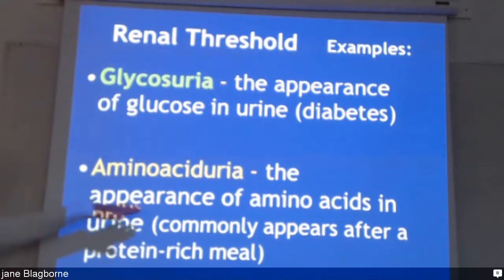The appearance of amino acids in the urine can happen after a protein-rich meal, but you really should not have any protein in your urine. That usually indicates, especially with diabetes, that there is some kidney damage. So if you're spilling proteins in your urine, you could easily have some kidney damage.